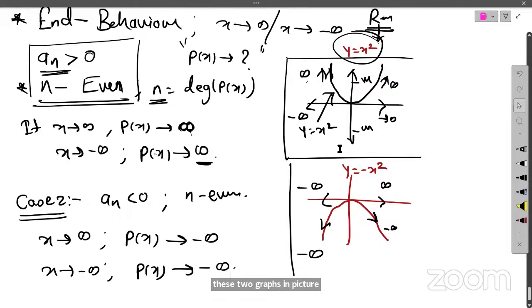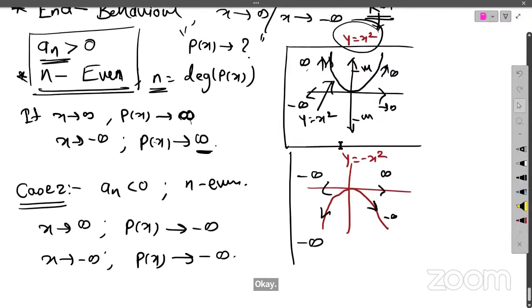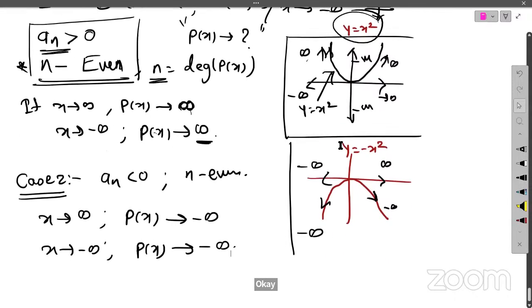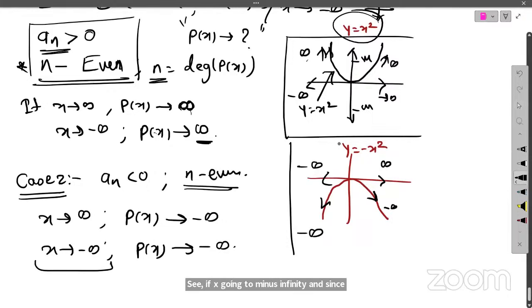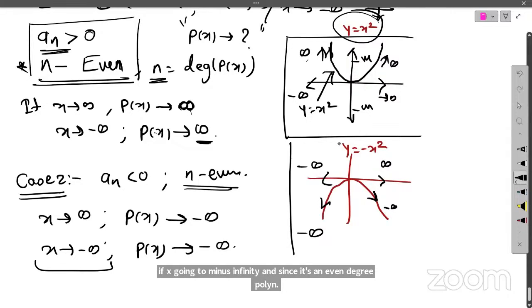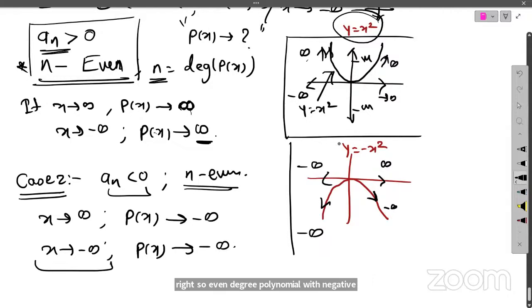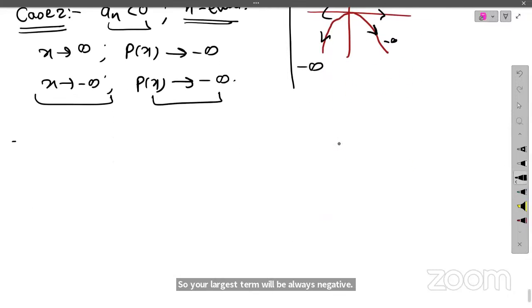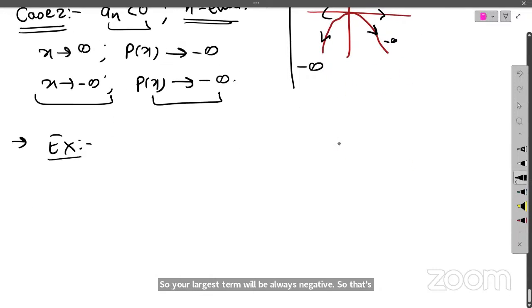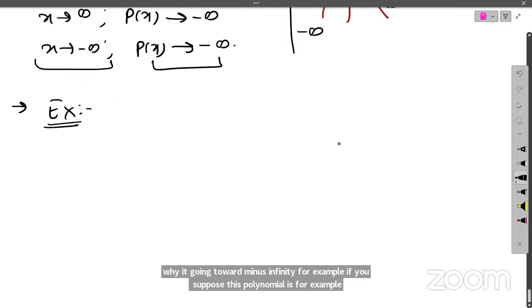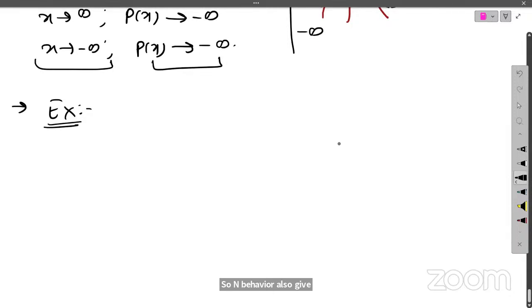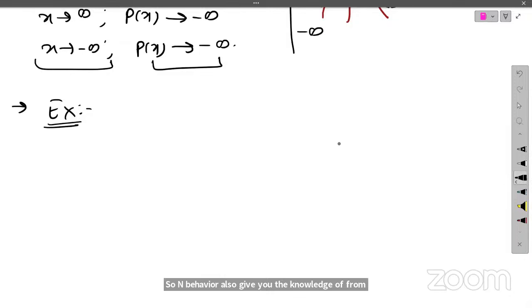Can you please explain again what happens if x goes to minus infinity in the case of a negative coefficient? See, if x goes to minus infinity, and since it's an even degree polynomial with a negative coefficient, your largest term will always be negative. That's why it's going toward minus infinity. End behavior also gives you the knowledge of which coordinate you have to start your polynomial from and where you have to end it.